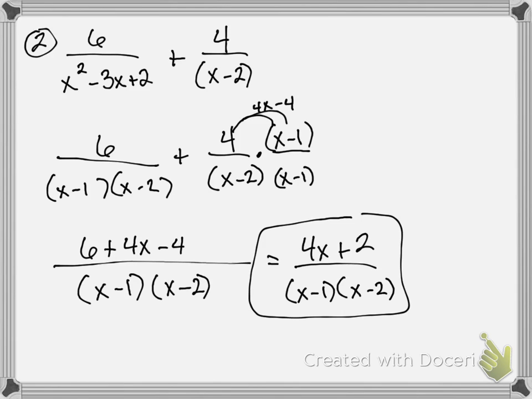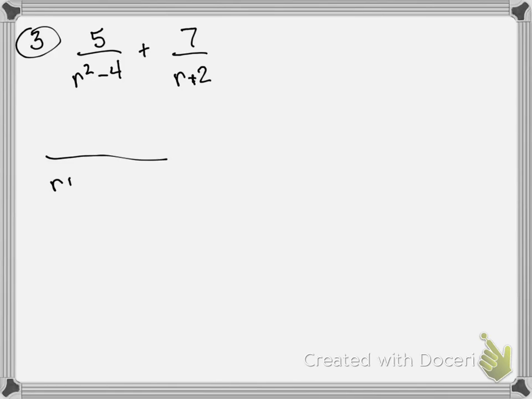All right. Let's look at example 3. Number 3: 5 over r squared minus 4 plus 7 over r plus 2. I got to factor out this bottom part first, r squared minus 4. What does that factor to be? r plus 2 and r minus 2.